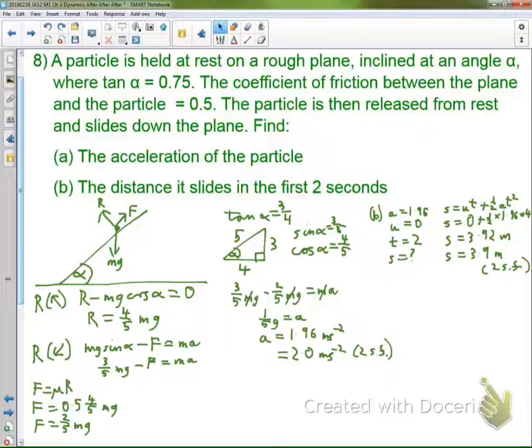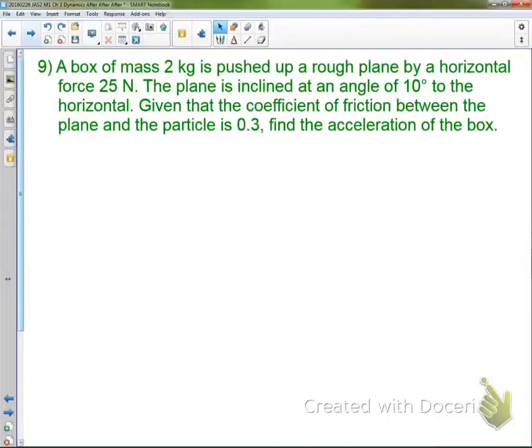So, that's how we can deal with one sort of inclined plane problem. Let's take a look at one more example. So this time we have a box sitting on an inclined plane that's being pushed up the plane by a horizontal force of 25 newtons. We're told what angle the plane is at, and we know what the coefficient of friction is, and we want to find the acceleration of the box.